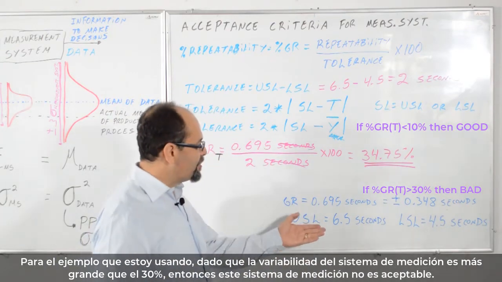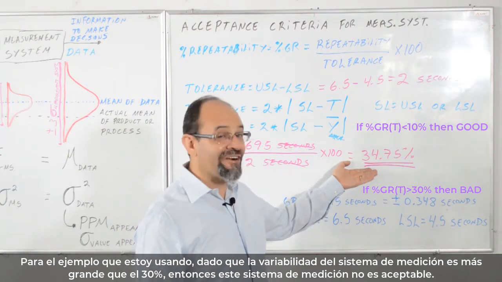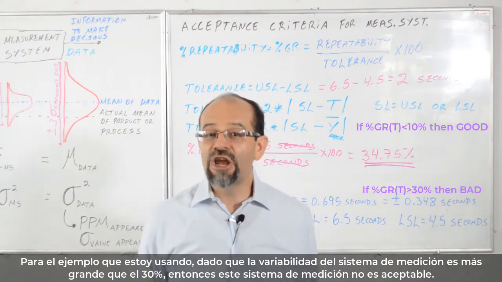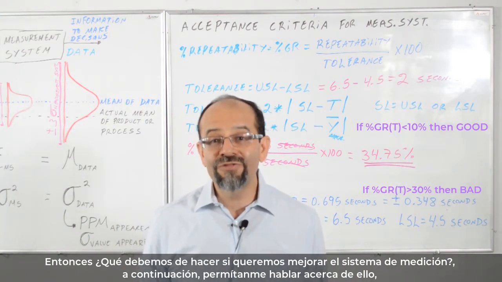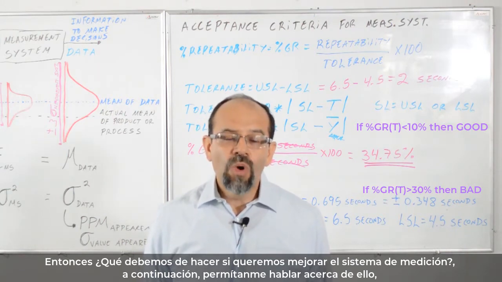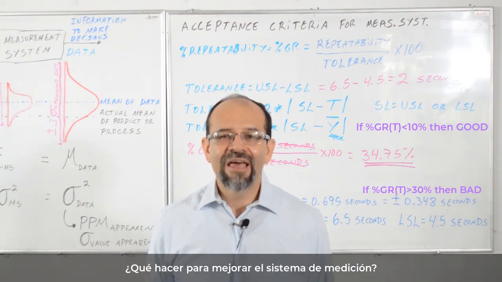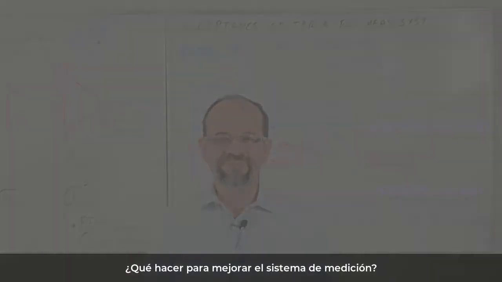For this example that I'm having, because the variability of the measurement system is greater than 30%, this measurement system is not acceptable. And well, what do we have to do if we want to improve the measurement system? Well, let me talk about that next. What to do to improve the measurement system.